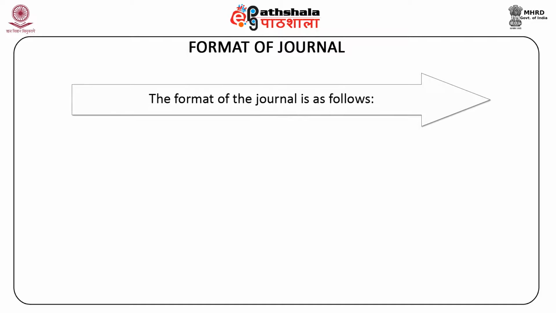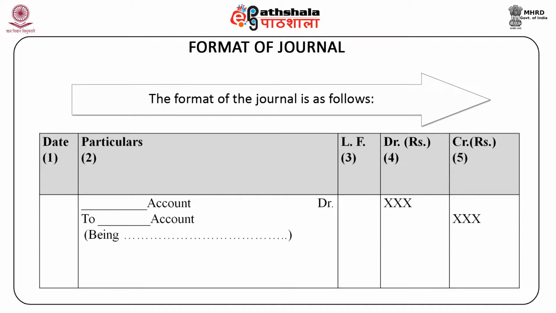Now, the format of journal can be explained. Column 1 is date. This column incorporates the date of transaction. Column 2 is particulars. This column gives the two aspects of transactions, duly giving the name of the accounts to be debited or credited. A brief description of the transaction is also given in the form of statement called as narration.